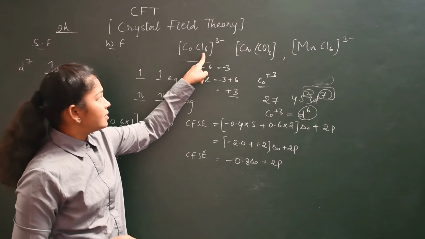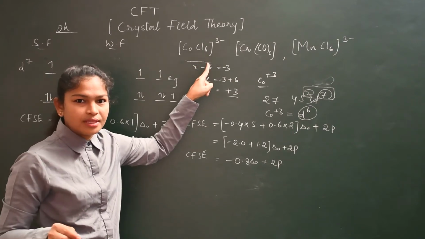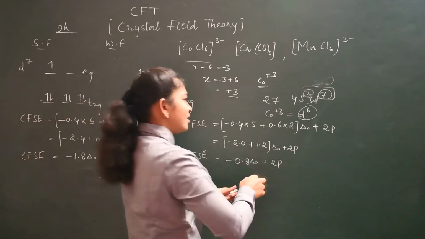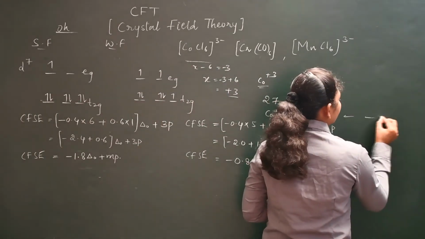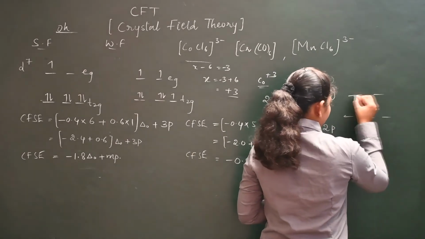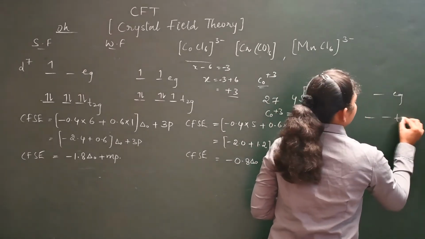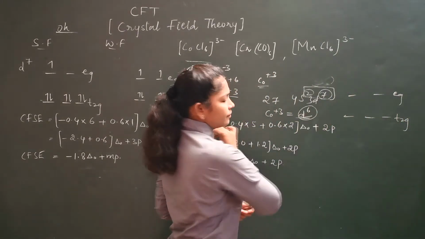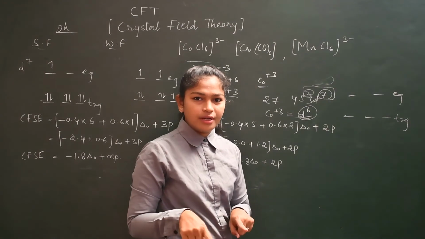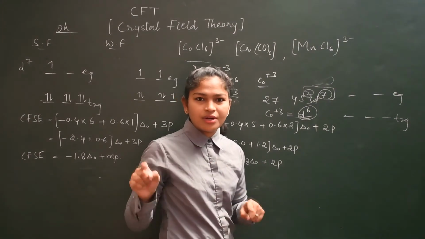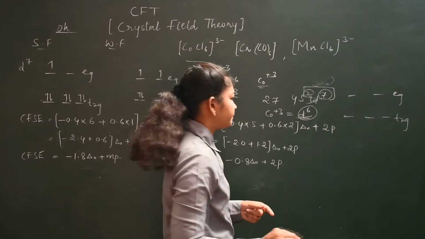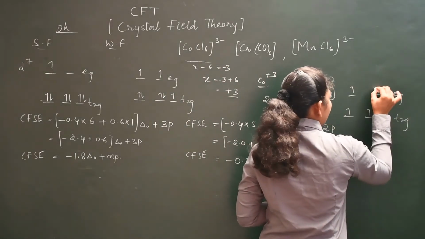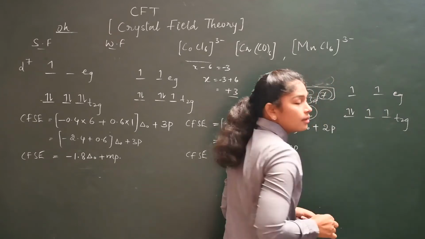Now it is a weak field, right? How are you going to fill the electrons in weak field? Here only we'll see. Okay. 1, 2, 3. Eg, t2g. It is a d6 system, right? That too weak field. So first we will fill one electron in each orbital, then we'll pair up. 1, 2, 3, 4, 5, then 6.